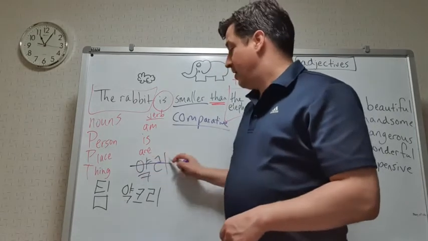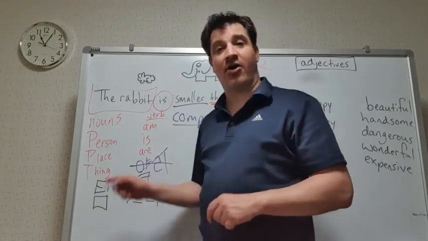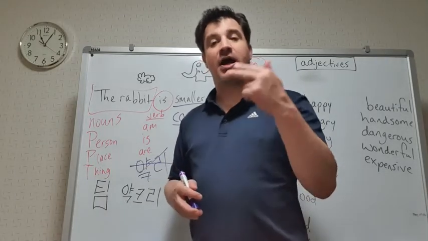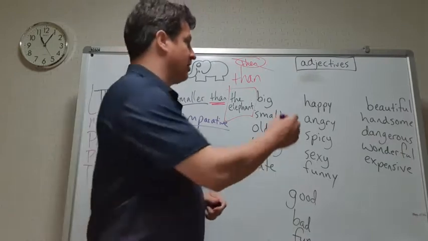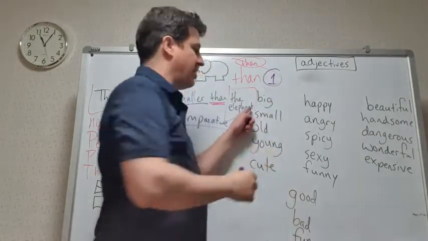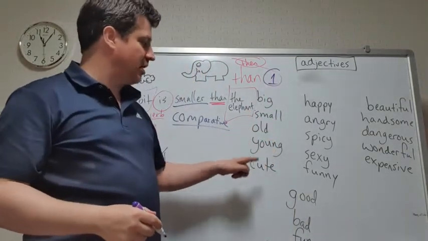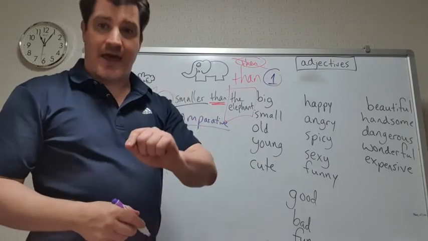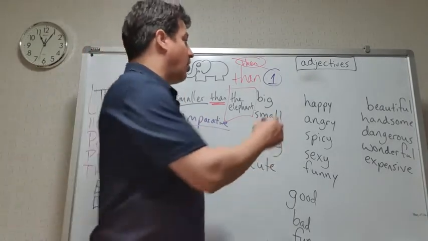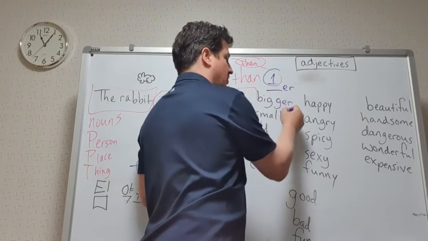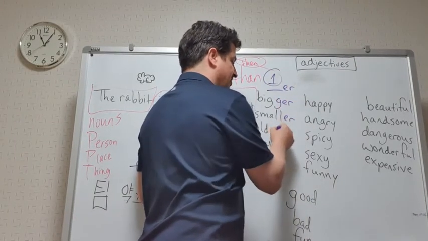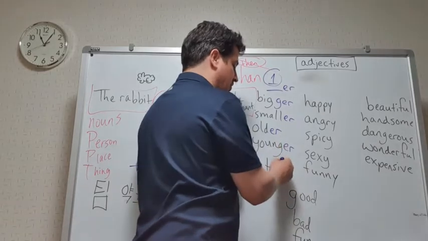But these are syllables. If a word has one syllable, like big, small, old, young, cute, then it goes with ER. One syllable words, you get ER on the end. Bigger, smaller, older, younger, cuter.